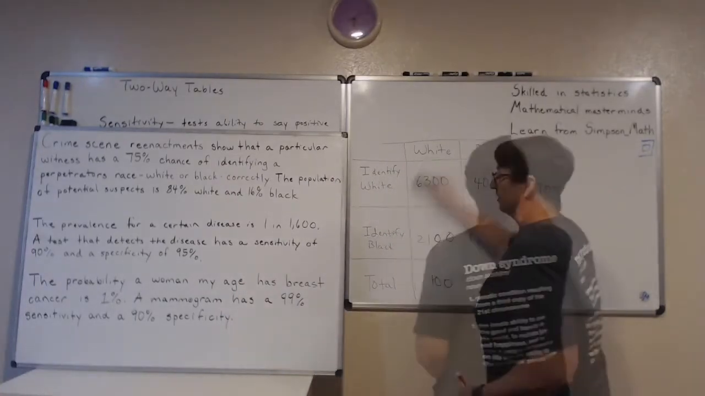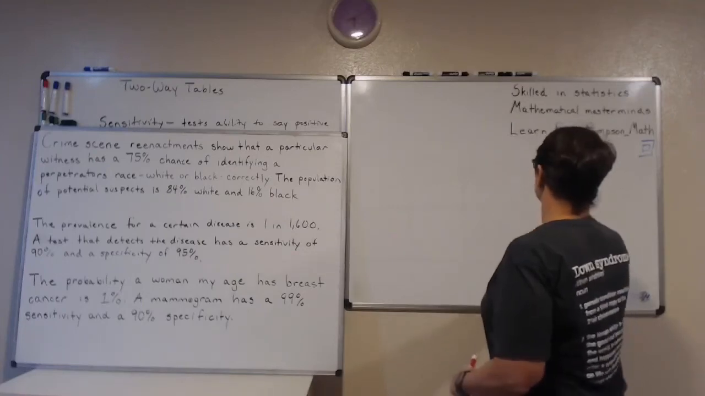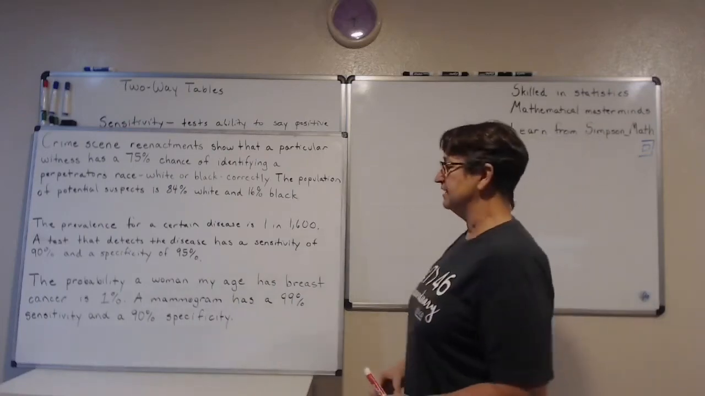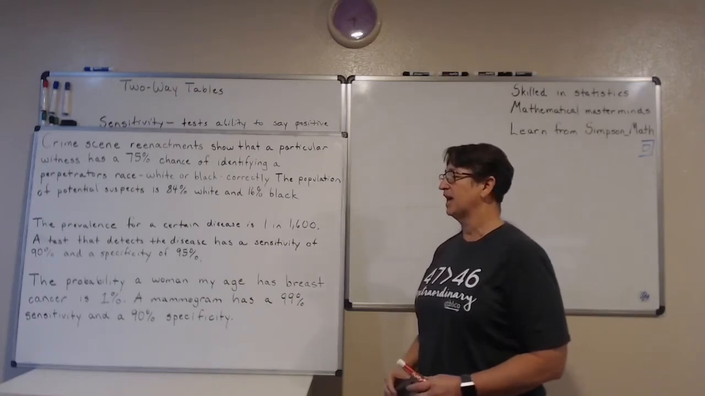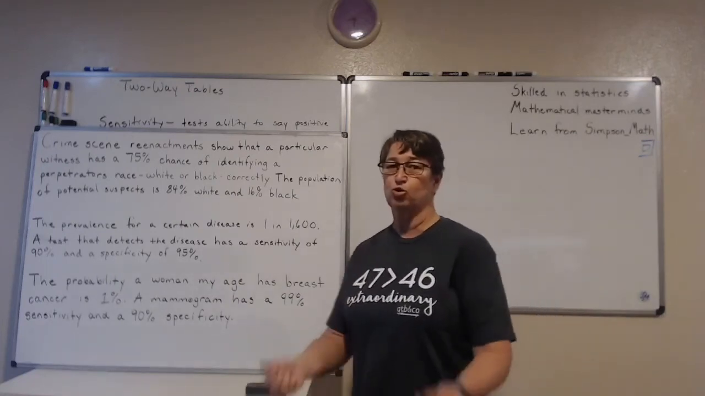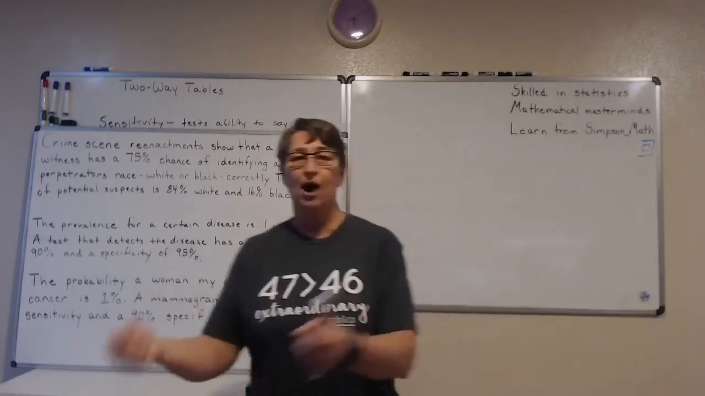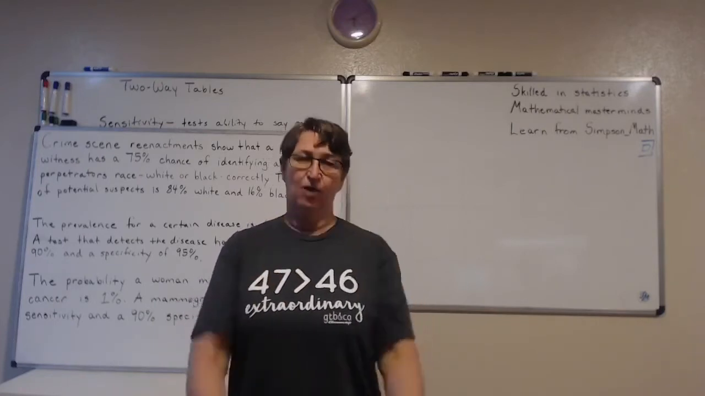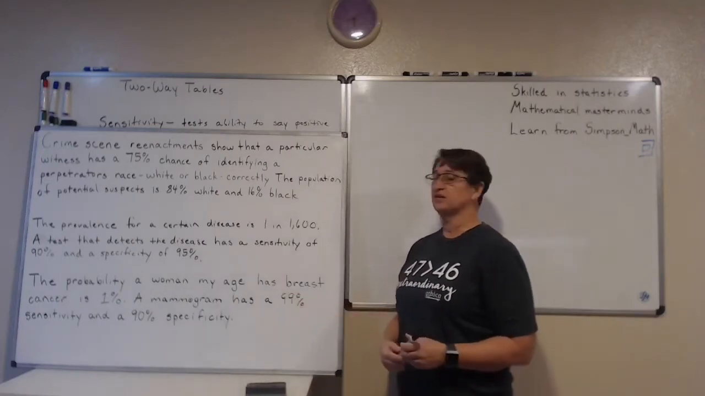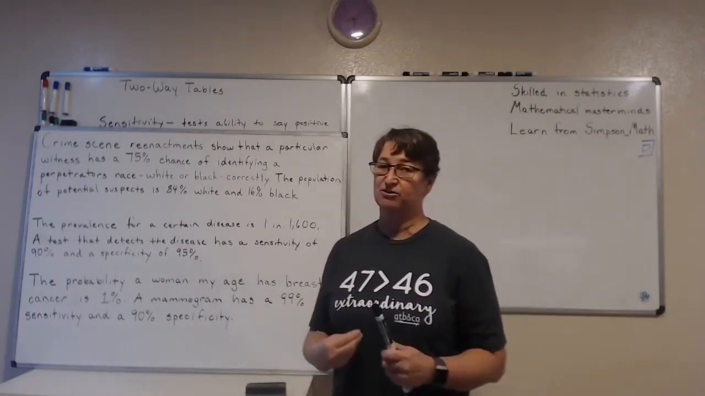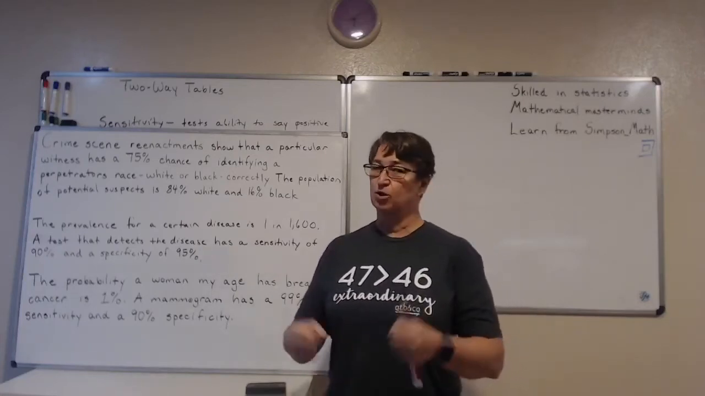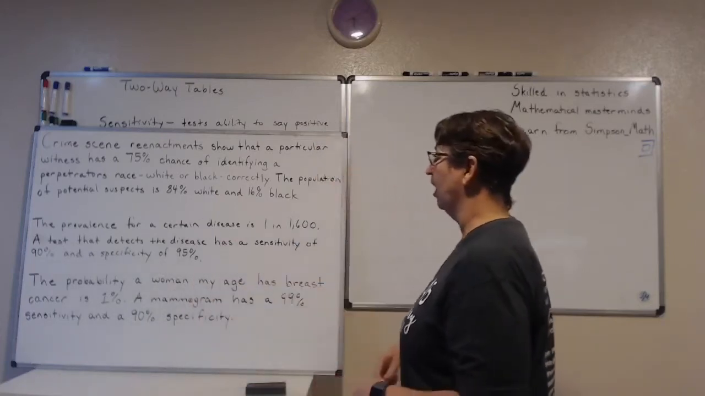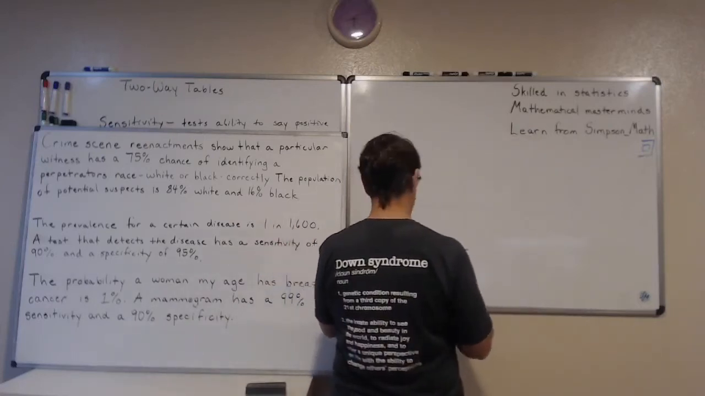Okay, let's do another. The next one says the prevalence for a certain disease is 1 in 1,600. A test that detects the disease has a sensitivity of 90%. So in other words, 90% of the people who walk in with the disease are going to walk out with a positive test. 90% of the time. When I have the disease, I walk out with that positive test. And a specificity of 95%. So in other words, 95% of the time, when I don't have the disease, I'm going to walk out with a negative test. It's going to tell me 95% of the time that I don't have the disease. All right. And the prevalence is 1 in 1,600.